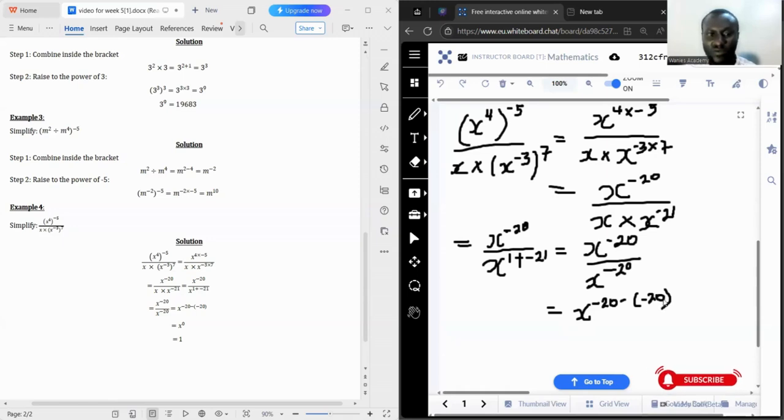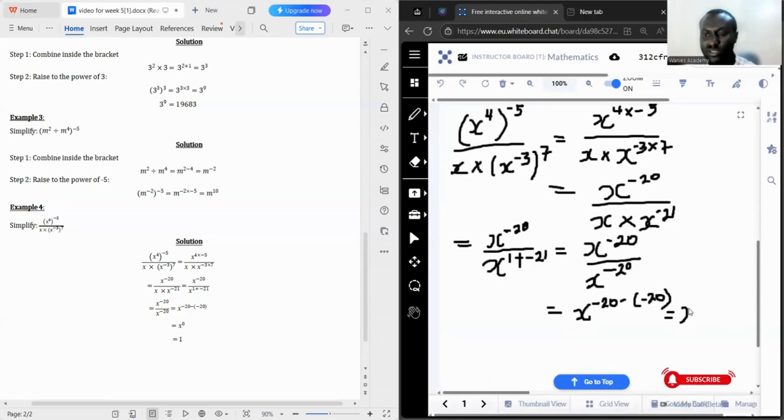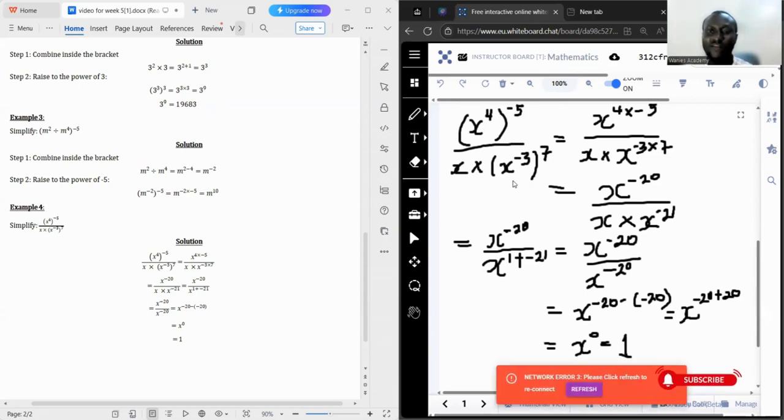And from here, it is obvious that this becomes x raised to power negative 20 plus 20. And negative 20 plus 20 is 0. Therefore, we have x raised to power 0. And any number or letter raised to power 0, except 0 itself, is 1. Therefore, our final answer here is 1.